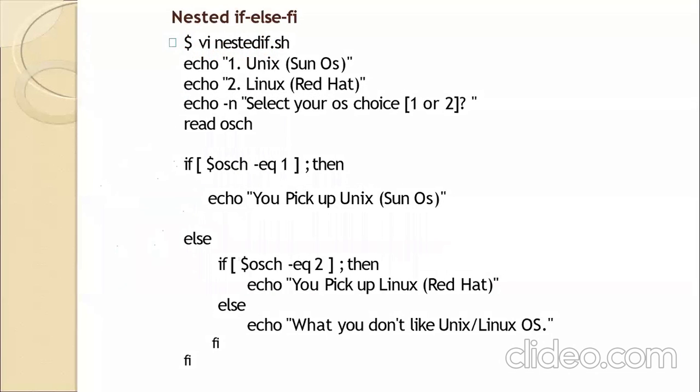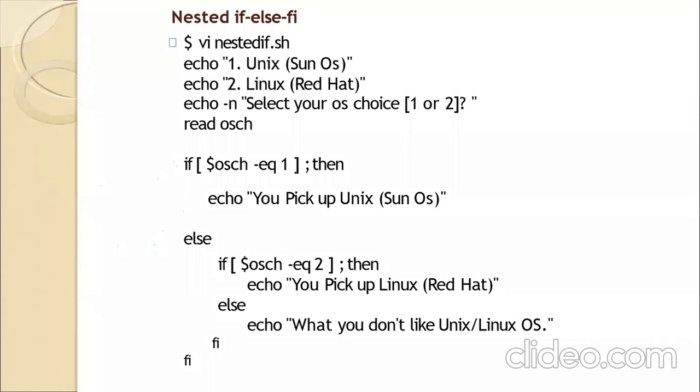Then nested if else. So these are the nested if else. Echo vi, the file name is nested_if_else.sh. Echo 1 Unix. Echo second number is Linux. Echo -n for no new line: Select your OS choice 1 or 2.